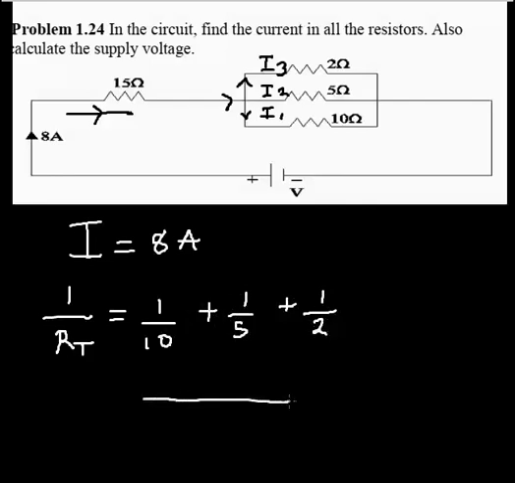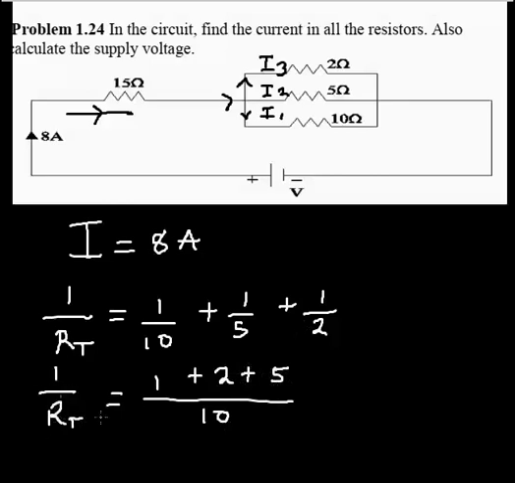So of course, going by LCM, that's going to be 10. 10 divided by 10 is 1. 1 times 1 is 1. 10 divided by 5 is 2. 2 times 1 is 2. 10 divided by 2 is 5. 5 times 1 is 5. Okay, if I'm not mistaken. Yeah, I'm not.